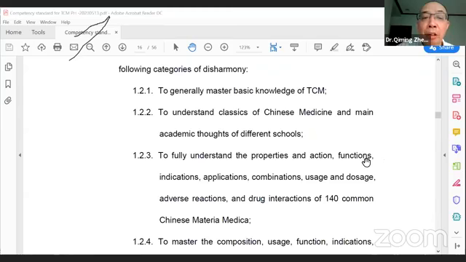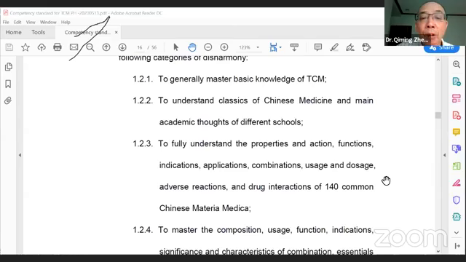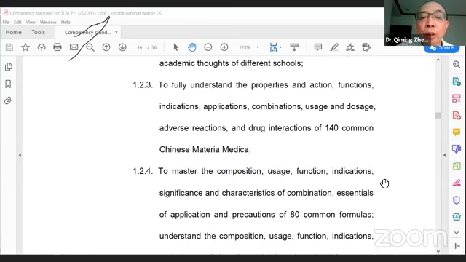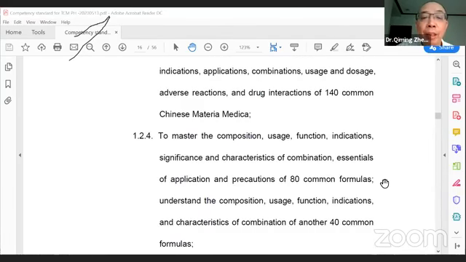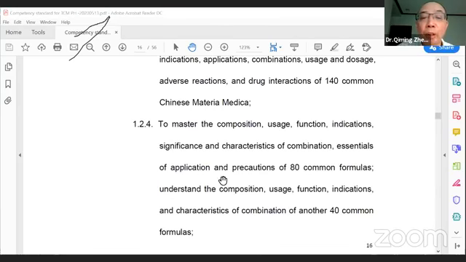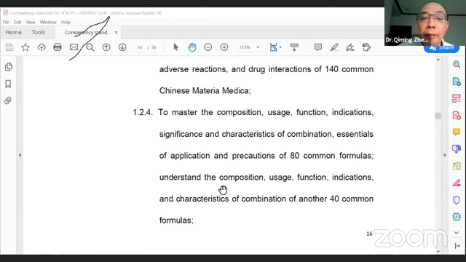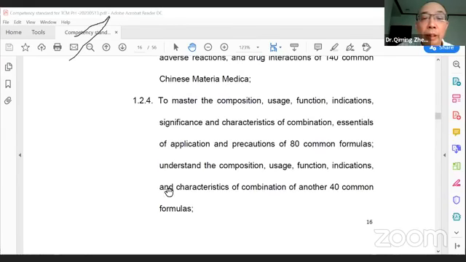properties and action, function, indication, application, combination, usage, and dosage, adverse reaction, and drug interactions of 140 common Chinese materia medica, to master the composition, usage, function, indication, significance, and characteristics of combination, essentials of application, and precautions of 80 common formulas. Understand the composition, usage, function, indication, and characteristic of combination of another 40 common formulas.